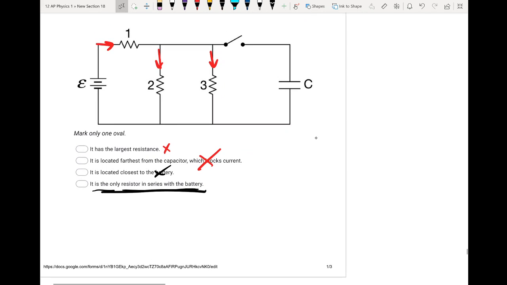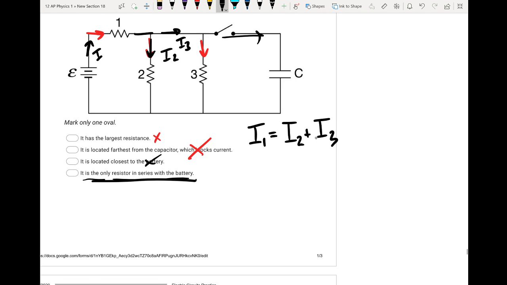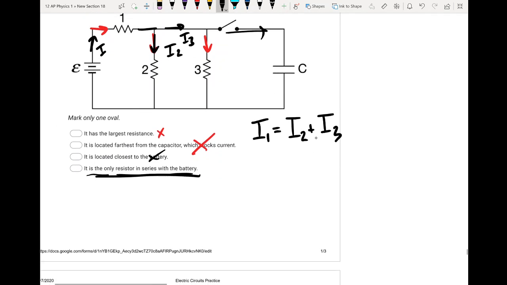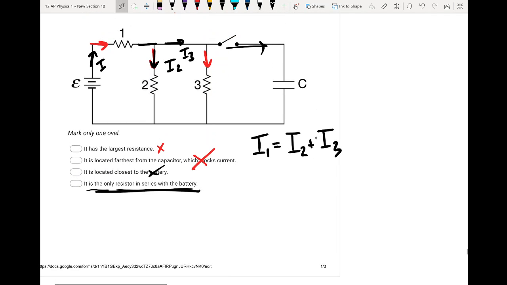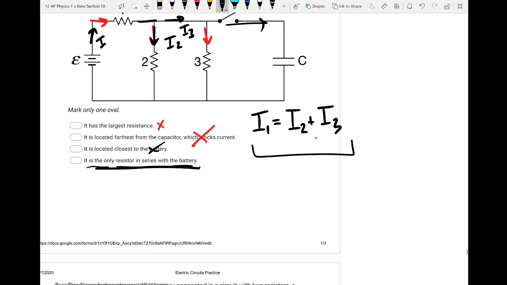So we know that we have this junction rule that says, hey, the current that's coming out of our battery has to be constant everywhere. So in 2 and 3, our current is splitting. The current through the battery, which is also the current through the first resistor, has to equal the current of I2, I3, and then if there is any current going through C, or the capacitor.